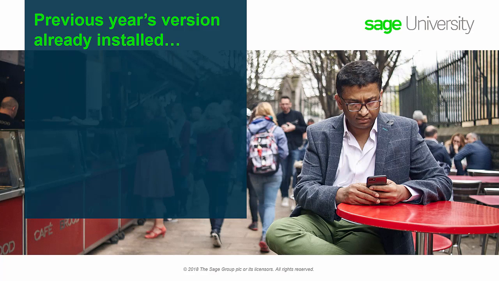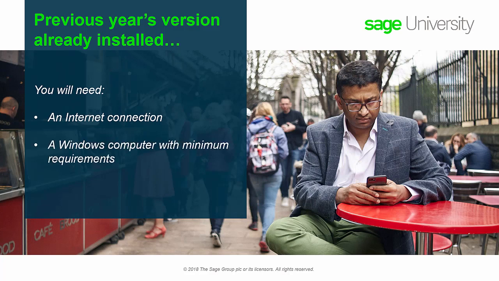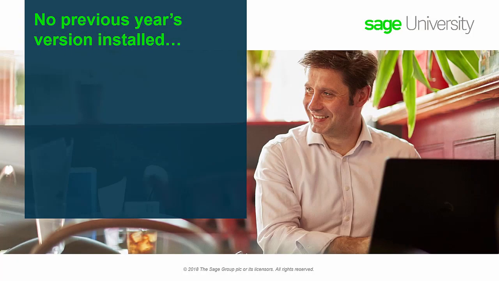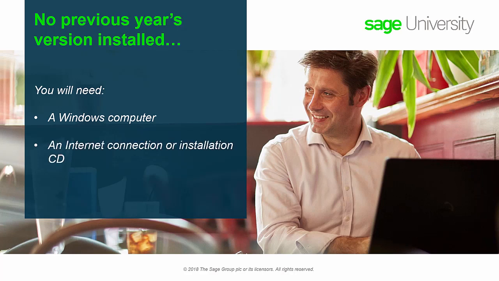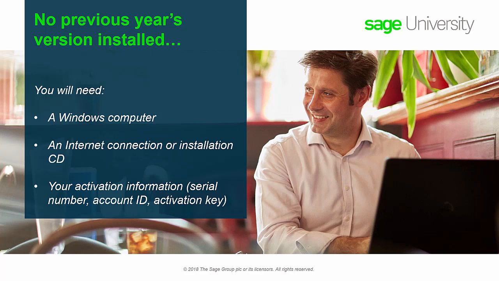If the previous year's version of Sage 50 Accounting is already installed on your computer, you will need an internet connection to download the new version of Sage 50 and a Windows computer which meets the system requirements for Sage 50. If you don't have the previous year's version of Sage 50 Accounting installed, or if you're installing the new version on a new computer, you will need a Windows computer which meets the system requirements for Sage 50, an internet connection or an installation CD, and your activation information, including your serial number, account ID, and activation key.